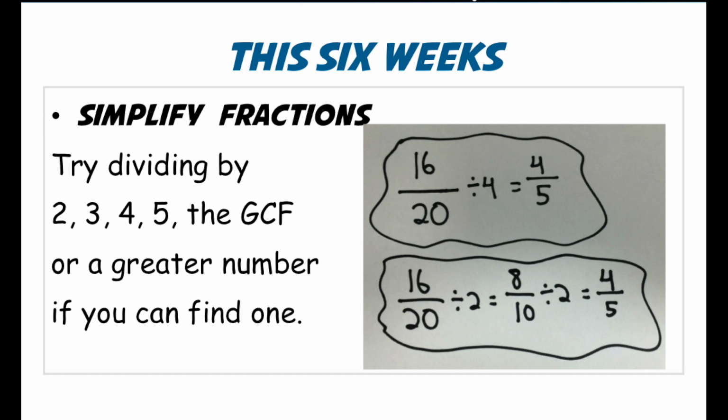You see, all you need to do to simplify a fraction is try dividing it by 2, 3, 4, 5, or if you know what this means, greatest common factor, you can divide it by that, or if you can identify a greater number that can go into both your numerator and your denominator. Okay? And you keep doing that. You divide, and if you can see that it can be simplified again by a number, do it again. And keep asking yourself, can I simplify it more and more and more? And if you can't, that's it. You're done.